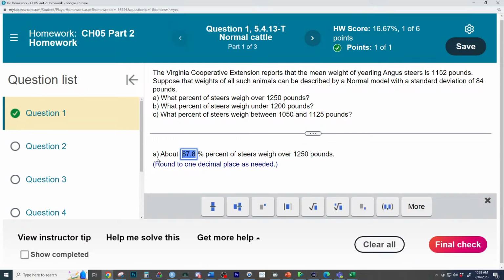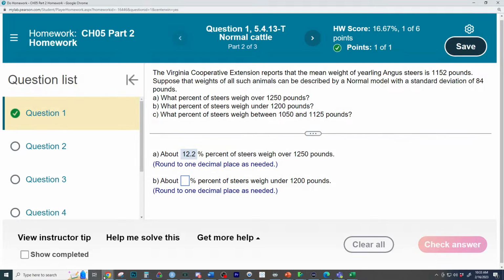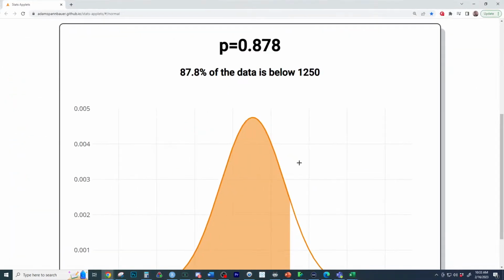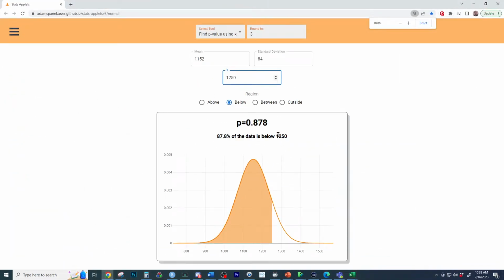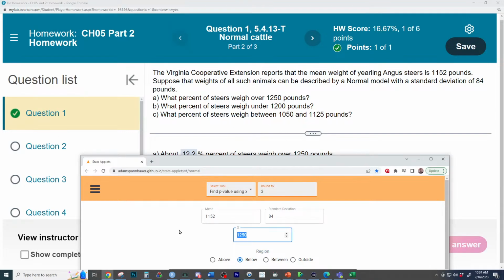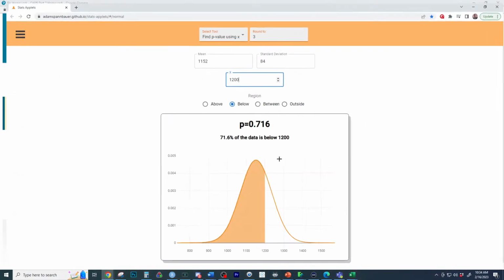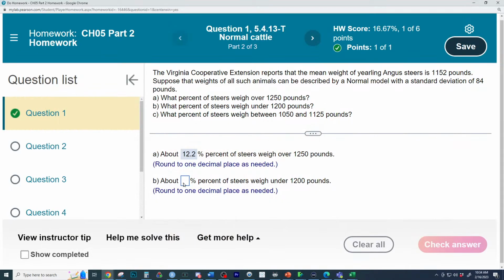So here's a trick. Since it wants above, it's going to be 12.2. I'll show you why. I didn't click above for this one. I clicked below. So if we know the data below is 87.8, then the above is 100 minus that. So I realized I clicked the wrong button right there, and that's very common. So make sure you understand these sorts of relationships, that if 87.8 is below this point, 12.2 is above that point. The next one asks below right here. So below 1200 is going to be 71.6.